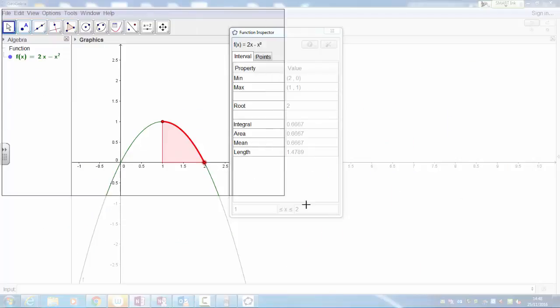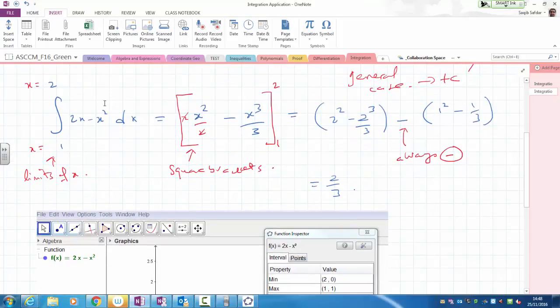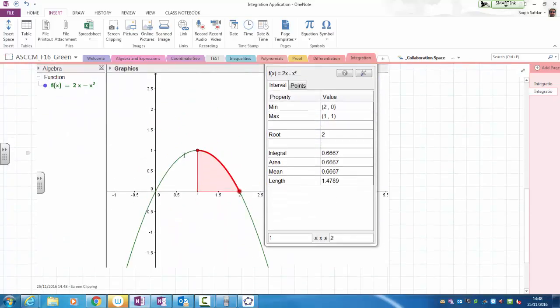Isn't that what we got for the integral? So the integral is therefore the area underneath the curve. Agreed? So if you want to work out the area underneath the curve, all you have to do is integrate the curve between the limits that you're interested in. Does that make sense?